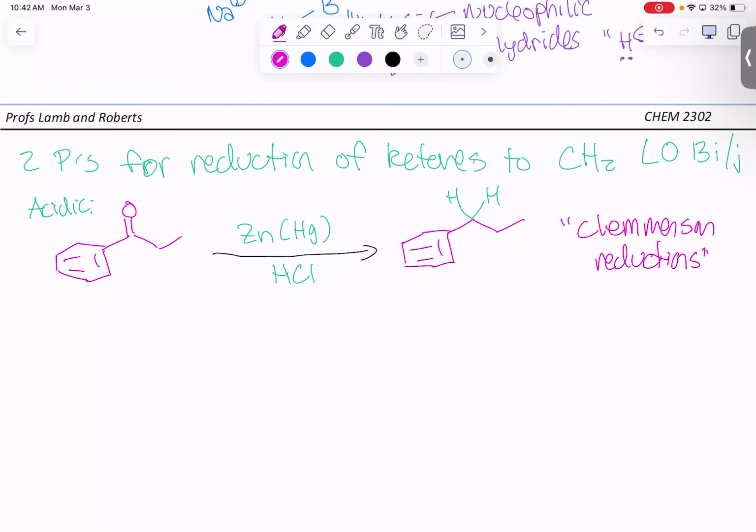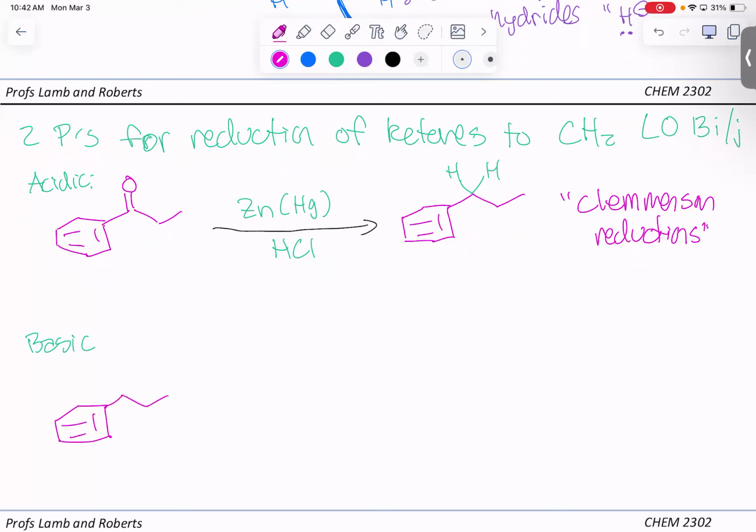We also learned basic conditions in this chapter. Also, this is another 2P. These mechanisms are just beyond the scope of this class. You need a little more understanding of some radical single electron chemistry, so we're not going to worry about that. What we used there was hydrazine, which is H4N2, or this is how it's actually connected. We needed a base, so under basic conditions, and then alcohol solvent. We get to the exact same product, right?